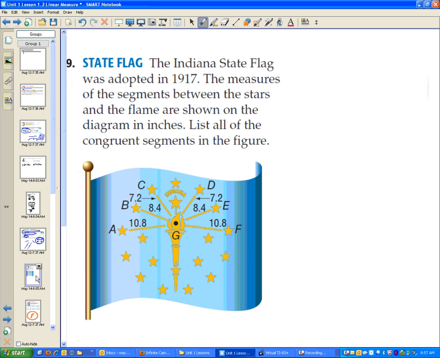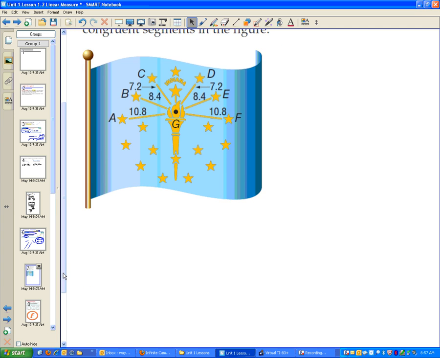Let's take a look at number 9. It says, the Indiana state flag was adopted in 1917. The measures of the segments between the stars and the flames are shown on the diagram in inches. List all of the congruent segments in the figure. Okay, so let's take a look here. Look up here, and we'll do this together. I see two different segments that are 10.8 inches. There and there. So they're congruent to each other, aren't they? So that's my first thing.